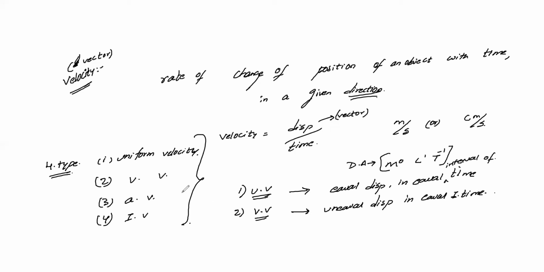Unequal displacement in equal intervals of time, that is your second case. Third one, average velocity. For average velocity, an object is moving in a particular path, or else we can say it is the ratio between the total displacement to the total time period.